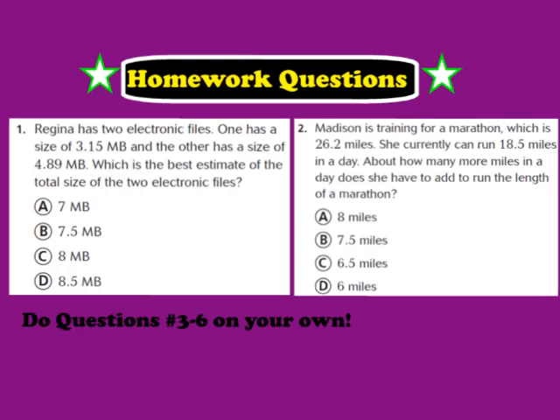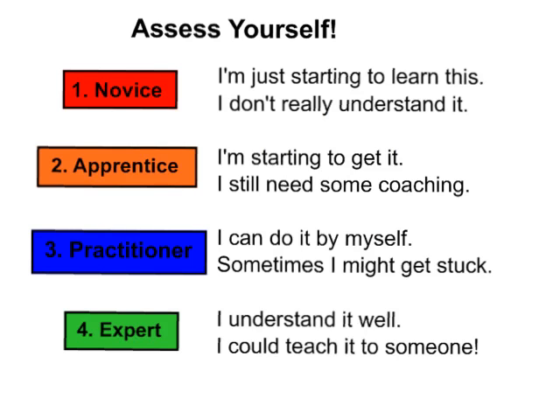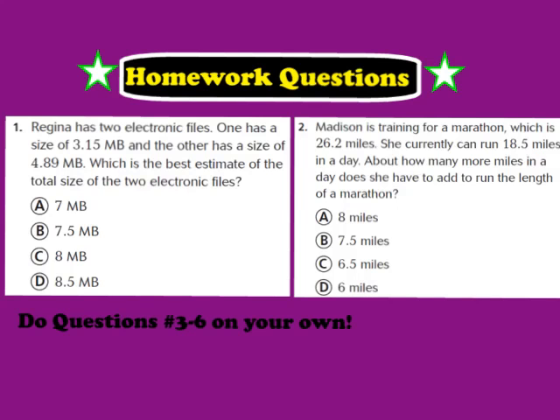Now, let's take a look at our homework questions for tonight. I would like you to complete question number 1 and question number 2, as well as numbers 3 through 6, found in your Go Math workbook on page 66. Don't forget, somewhere on your homework page I want you to let me know, do you feel like you're number 1 a novice, number 2 an apprentice, number 3 a practitioner, or number 4 an expert? Once again, don't forget, your homework questions for tonight will be to complete number 1 and number 2, as well as numbers 3 through 6, found on page 66 in your Go Math workbook.